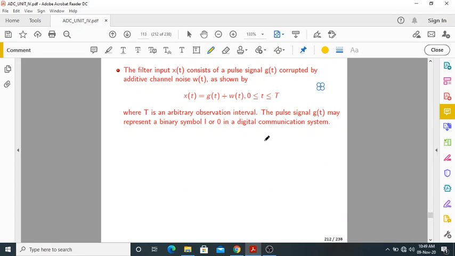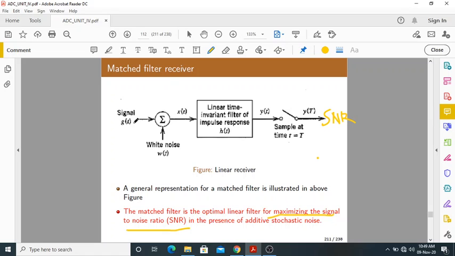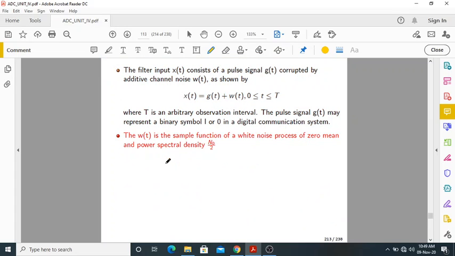Now let us go into the details. X of t is G of t plus W of t, from 0 to capital T. Now this is from this diagram. X of t is G of t plus W of t. G of t is the signal part, W of t is the noise part. G of t is a known signal, W of t is an unknown signal. W of t is a noise process with mean 0 and PSD N0 by 2. So these things we already know.